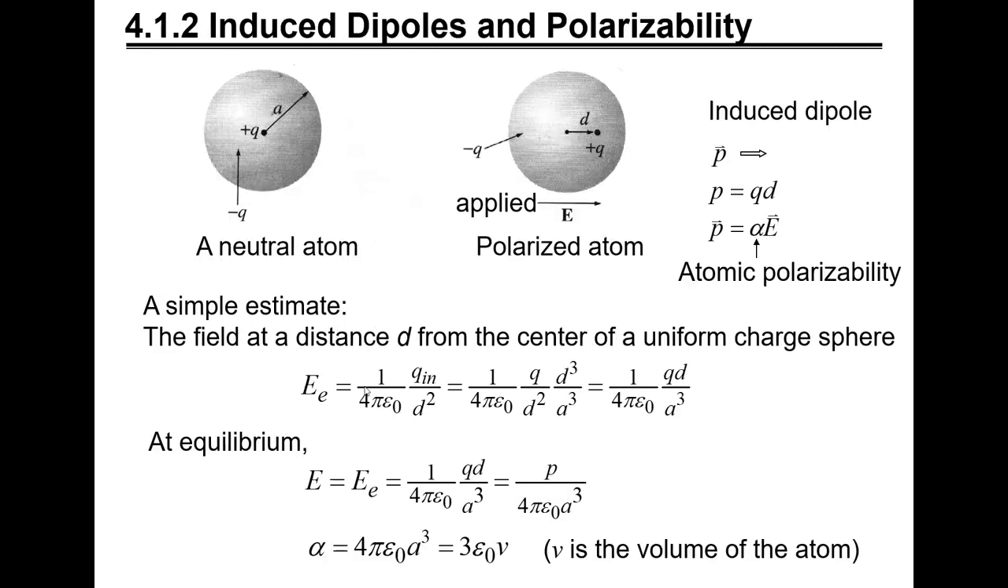Okay, so let us talk about induced dipoles and polarizability. The question is, what happens to a neutral atom when it is placed in an electric field? So we might be tempted to say that a neutral atom would not be affected by the presence of an electric field. We might be tempted to say that nothing will happen to a neutral atom because the field has no effect on it. But this is not correct.